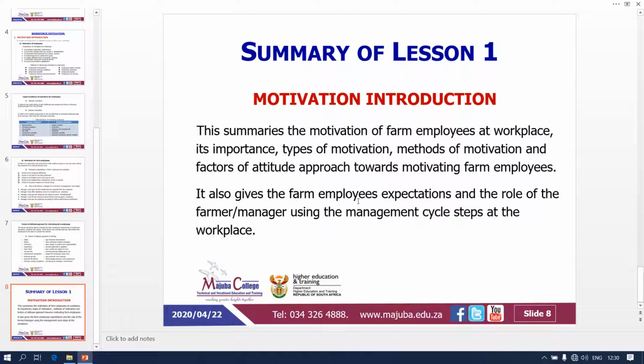It also gives the farm employees' expectations, what employees are expecting to motivate them, and the role of the farmer and the manager using the steps. So you need to spell out, you need to give the supervision. You must also allow them to do things by themselves in the workplace. So this is how we conclude in terms of our summary for our lesson 1 in module 3.